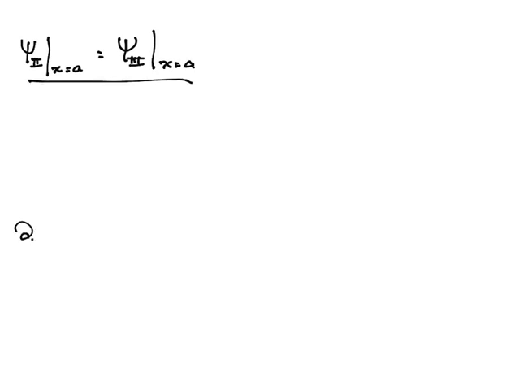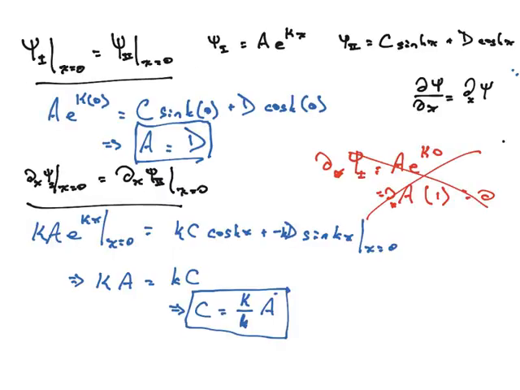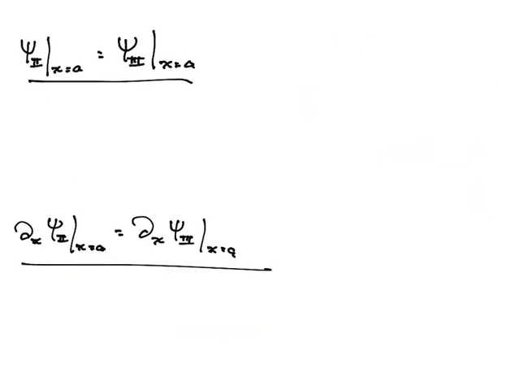Now, the next step, which is what I want you to do, is the two other boundary conditions. Psi in region 2 at the new boundary, x equal to a, is equal to psi of region 3 at x equal to a. And the derivatives: derivative of psi 2 at x equal to a is equal to the derivative of psi 3 at x equal to a. Very similar to how we did these two, only now you're working with psi 2 and psi 3 instead.